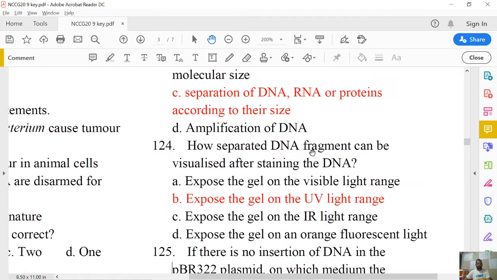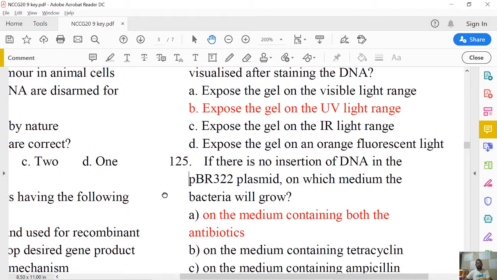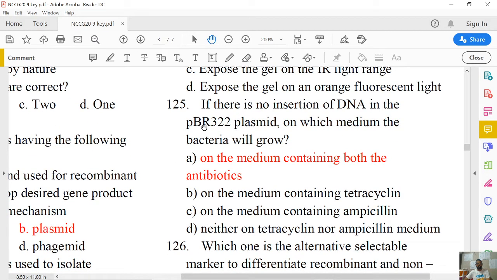How can separated DNA fragments be visualized after staining the DNA? So once the separation is finished, we can just stain with ethidium bromide and expose that to the UV light. So the answer is B. If there is no insertion of DNA in the pBR322 plasmid, on which medium will the bacteria grow? As we have just seen, pBR322 possesses both antibiotic resistances, that is ampicillin resistance and tetracycline resistance. So if there is no insertion of DNA, the bacteria containing the original pBR322 are able to grow on both media.